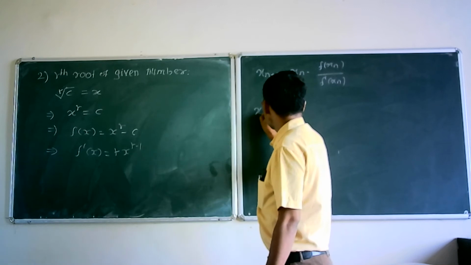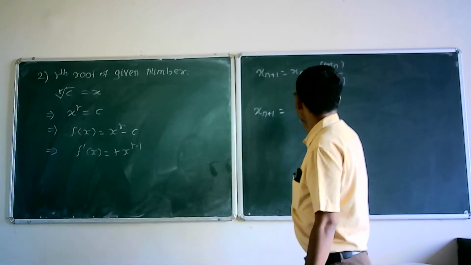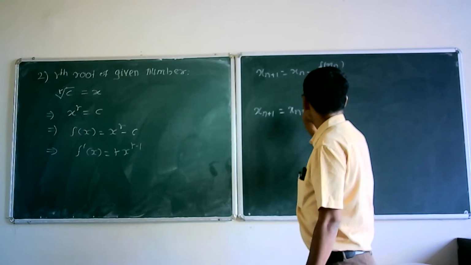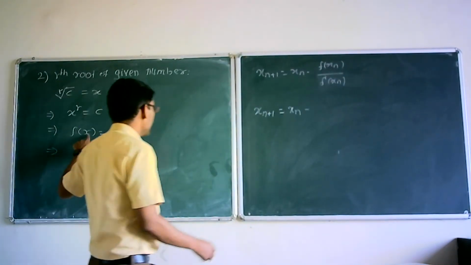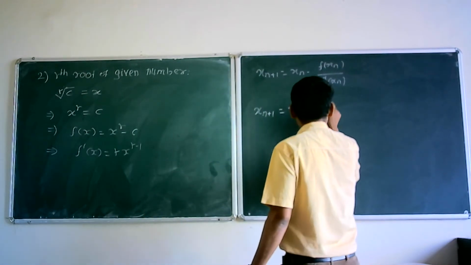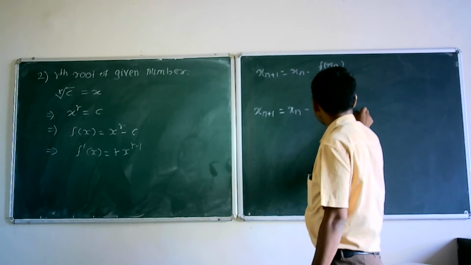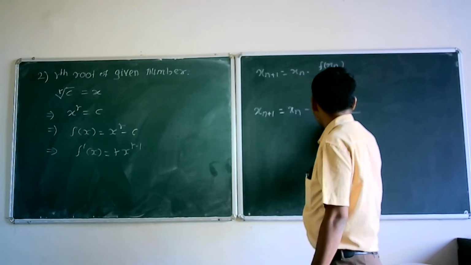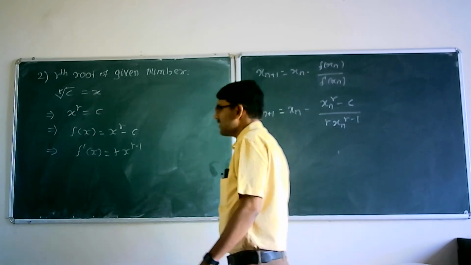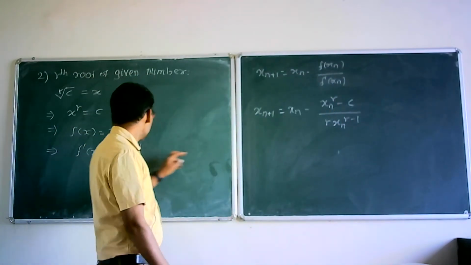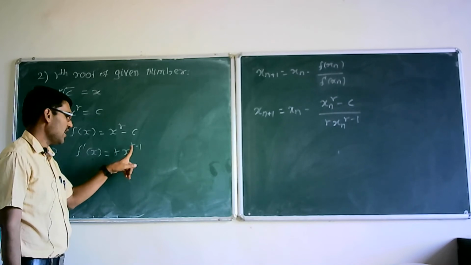So xn plus 1 is equal to xn minus f of xn. In place of x, just put xn. You will get xn raised to r minus c divided by f dash of xn, which is r xn raised to r minus 1. In place of x, we put here xn. So r xn raised to r minus 1.